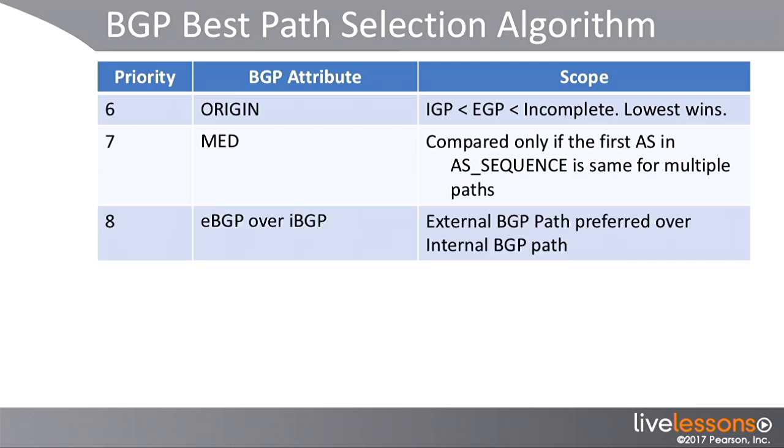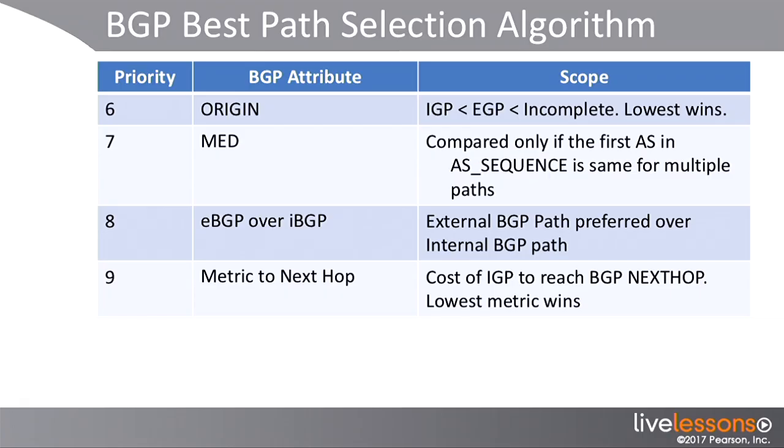eBGP over iBGP. External paths are preferred over internally learned paths. This is the default behavior. Metric to next hop. Depending upon the IGP cost to the BGP next hop, the lowest metric wins and the best path is selected. If there are two IGP paths to the next hop, and one has a better cost than the other one, the first one wins and the best path is selected based on that.